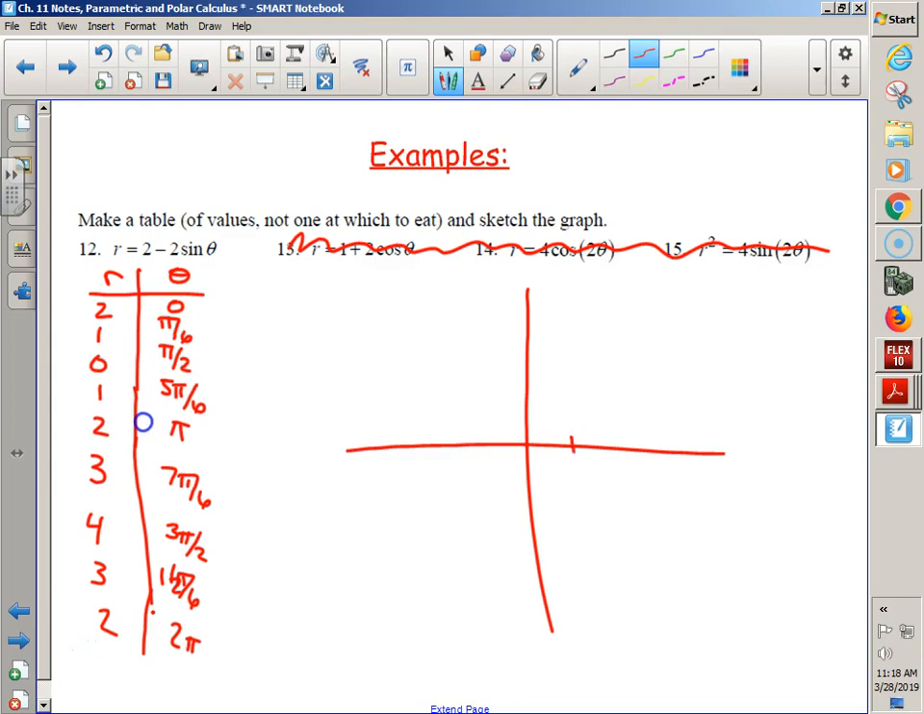We're at 0. Why am I going out 4? What's the biggest I go? Because what's the biggest that sine can be? That's not the question. The biggest r can be is when sine is -1, because minus a -2 will make it +2. Does that make sense? Sine goes between 1 and -1, so the range of values is between 2 and 4. So I have two.